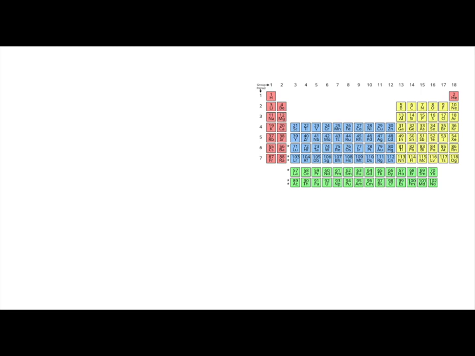So now let's go back to trends. Elements in groups tend to have similar properties. So for example, lithium, sodium, potassium, rubidium, cesium, francium, they all have similar properties. Same with the elements here, like helium, neon, argon, krypton, xenon, radon, and oganesson. So let's write that down. Elements in groups have similar properties. That's an important point to remember.